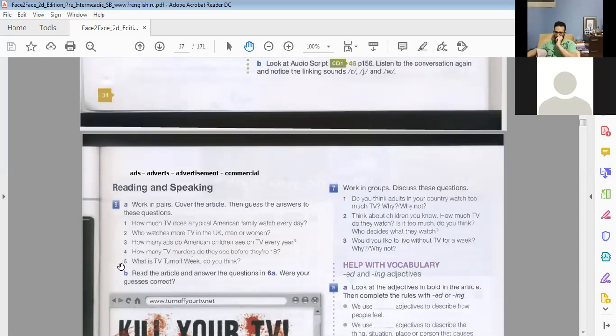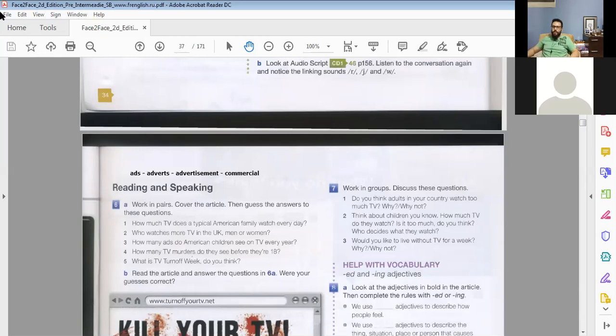Okay, the last question. What is TV turn-off week, do you think? What's this TV turn-off week? What do you think this is? Maybe TV turn off 1 week, 1 weekend? Do you think it's just a weekend, or do you think it's a whole week? Or all when the students are in school, or in business, or in work. Okay, maybe.